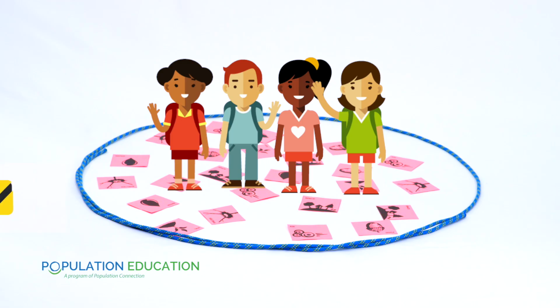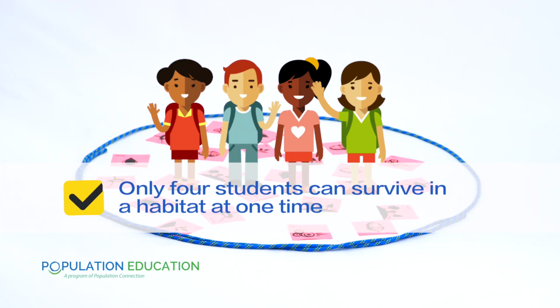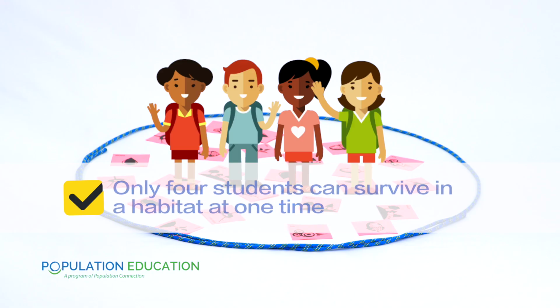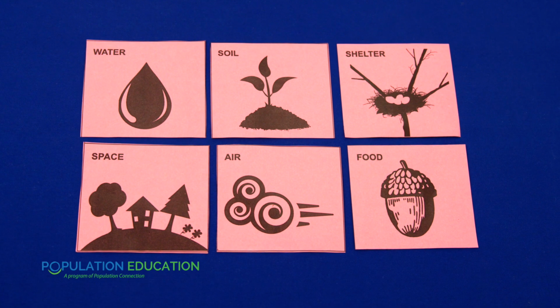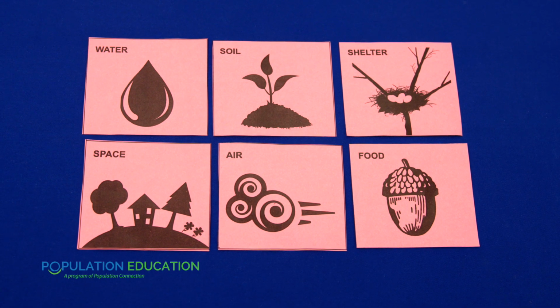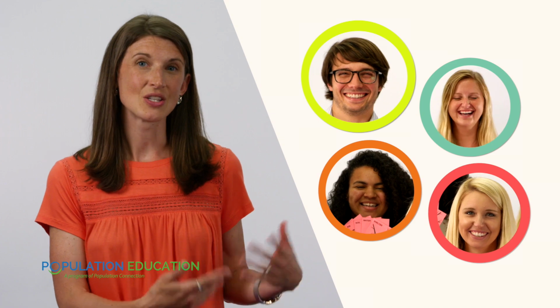Next, direct your students' attention to the habitats that you've laid out on the floor. Explain that they will be a species trying to survive in each habitat. However, only 4 of them can survive in a habitat at one time. Tell the students that at your signal, they'll find a habitat and collect the resources they need to survive: 1 of each habitat card: water, soil, shelter, space, air, and food. I've invited 4 friends to do this activity using a sample habitat.